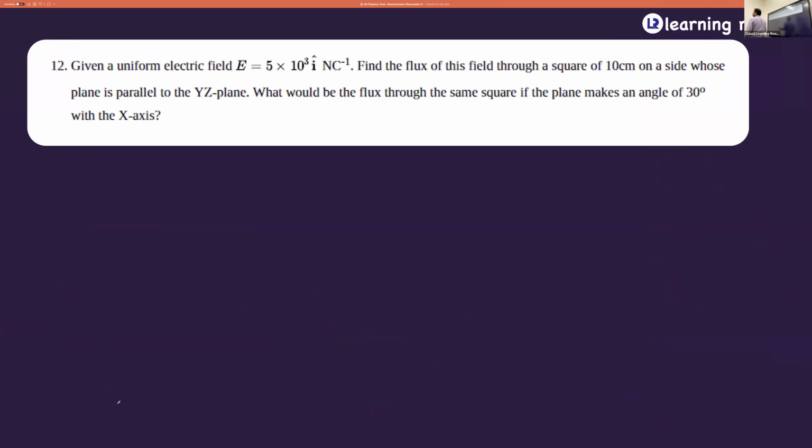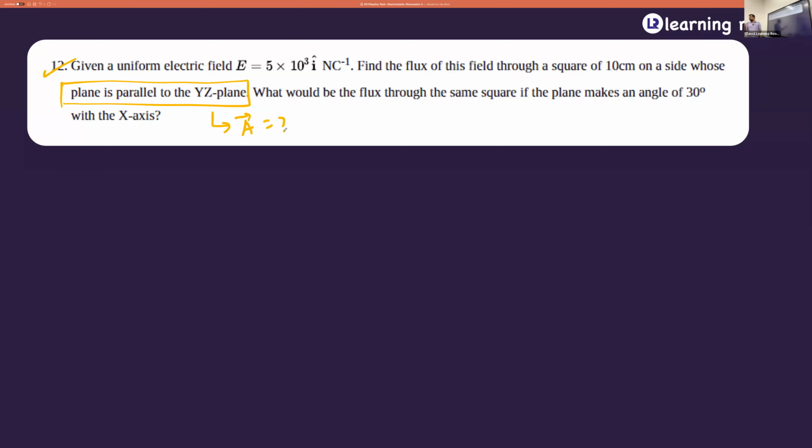Textbook problem. How to solve this? Given a uniform electric field E of 5 into 10 power 3 i cap Newton per Coulomb, find the flux of this field through a square of 10 centimeter on a side whose plane is parallel to the YZ plane. So when a plane is parallel to YZ plane, listen to this carefully and tell me the answer. When you see this word plane is parallel to YZ plane, what is the direction of area vector?